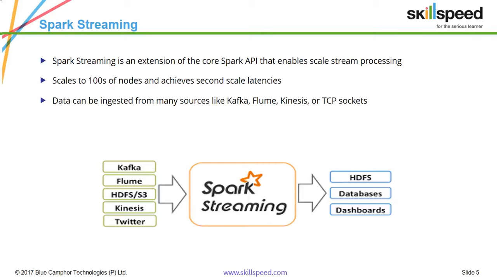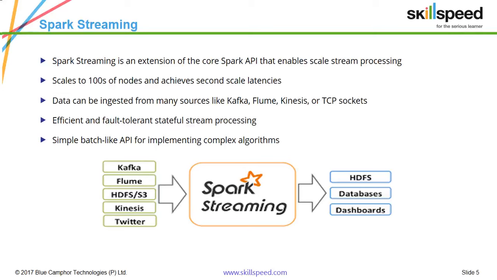Either you can have the data from Kafka or from Flume or directly from HDFS, or cloud computing related streaming systems such as Kinesis, or even social media such as Twitter. And Spark Streaming is very efficient and fault tolerant. What this actually means is that even if the machines or the systems fail, Spark Streaming can recover from there and continue the streaming operation. And the API is very simple to program as well.